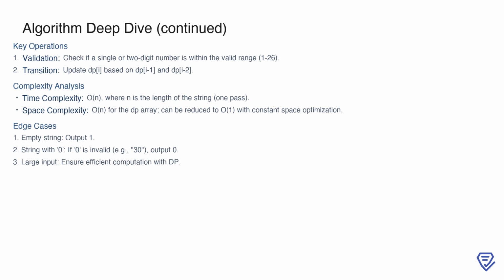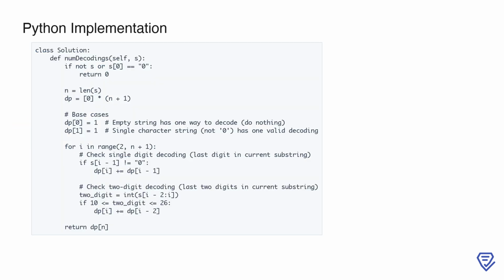Finally, we must handle edge cases. For example, an empty string should return 1 since it has one decoding. Strings with invalid 0 placements, like 30, should return 0 since no valid decoding exists. For very large strings, the use of dynamic programming ensures that computation remains efficient and avoids the pitfalls of exponential recursion. The provided solution uses dynamic programming to efficiently calculate the number of ways to decode a given numeric string.